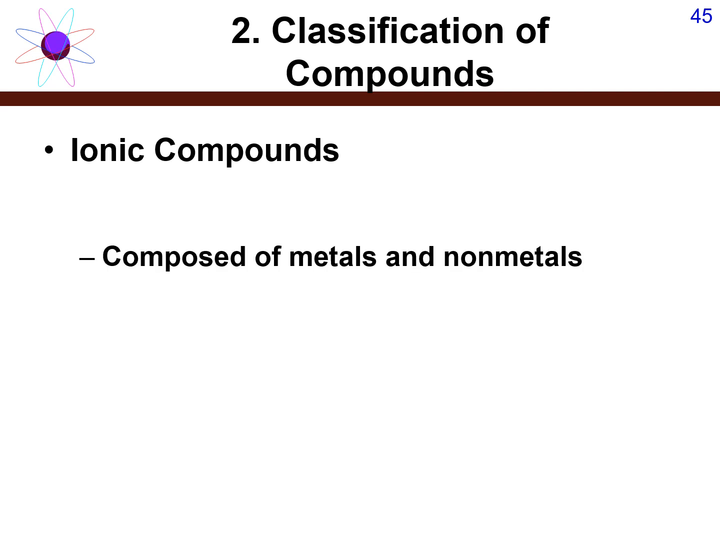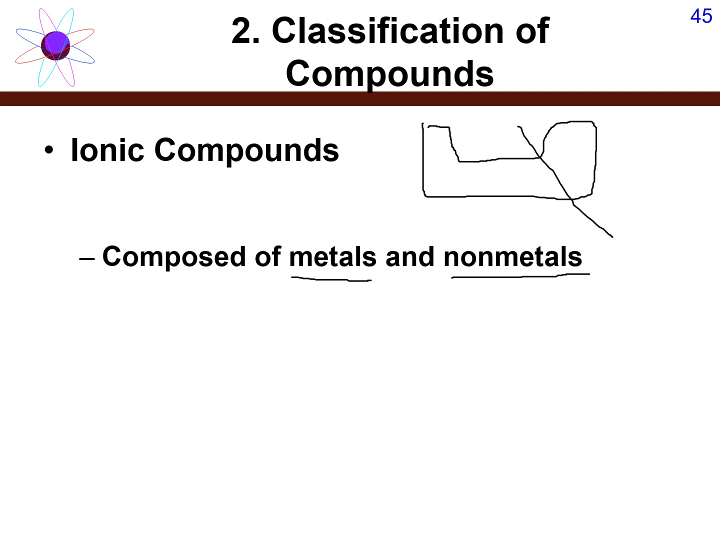Ionic compounds are going to be a compound composed of metals and non-metals. So if I draw a generic periodic table that looks something like this, with my line going across, these are non-metals, these being metals. An ionic compound is going to take one or more of these and combine them with one or more of these. And that's going to be an ionic compound.